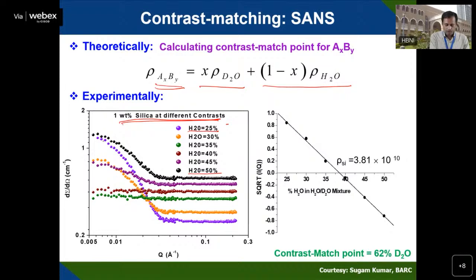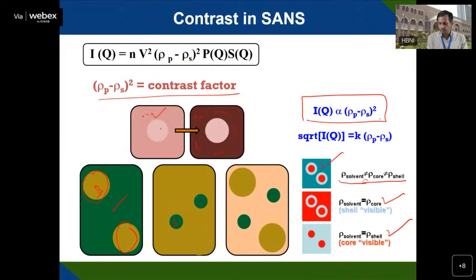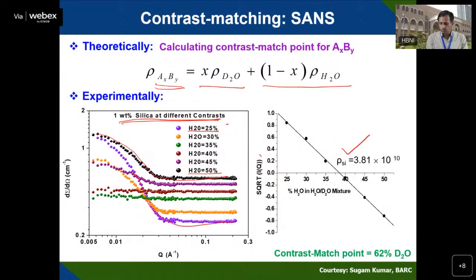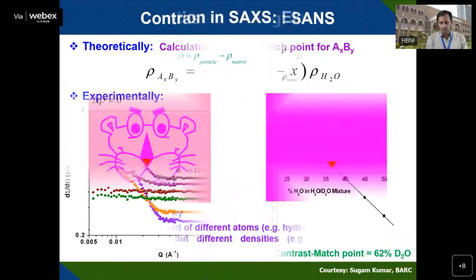The black one you can see here, how the scattering I(Q) versus Q is changing with respect to this. Then you can get the intensity by the square root of this term. Since I(Q) is equal to this, if you take the square root, you will get a constant into rho_P minus rho_S. At a particular point, the scattering length of silica is 3.8 into 10 to the power 10. You will be able to see there is a constant matching point at about 62% D2O, and you will see the cross section here. So depending on that, you have to tailor your experiment.